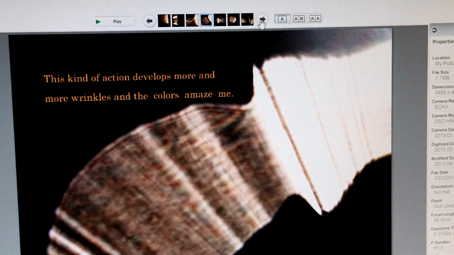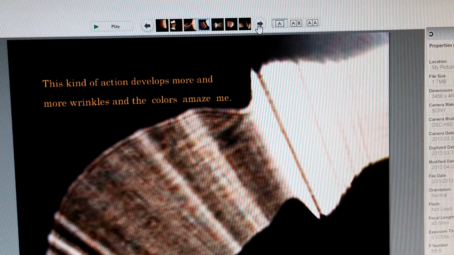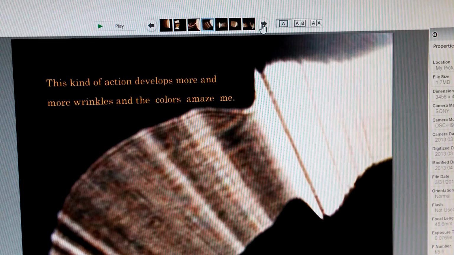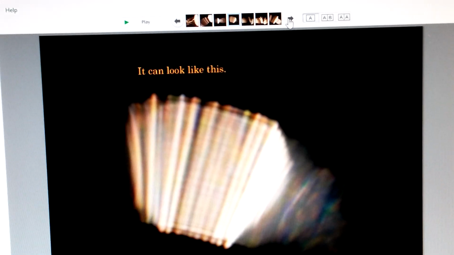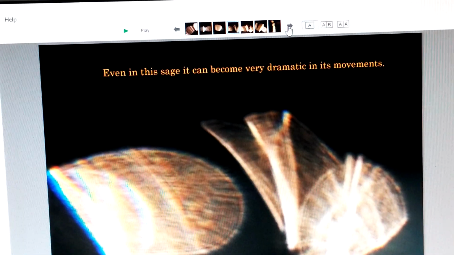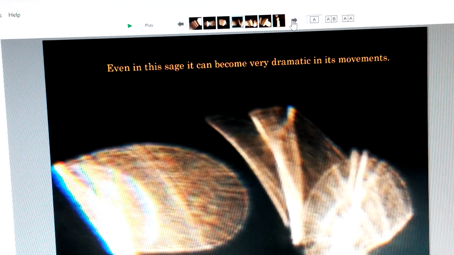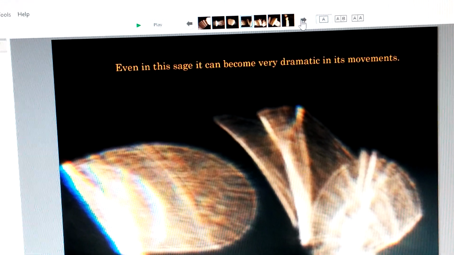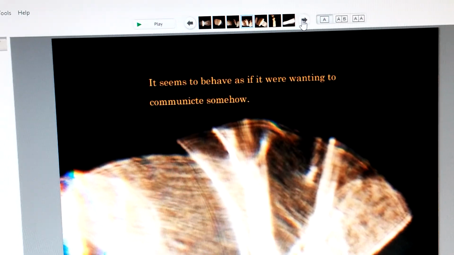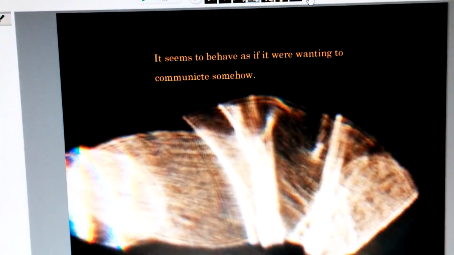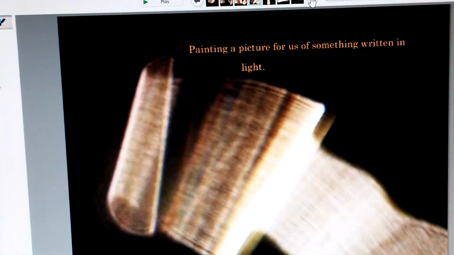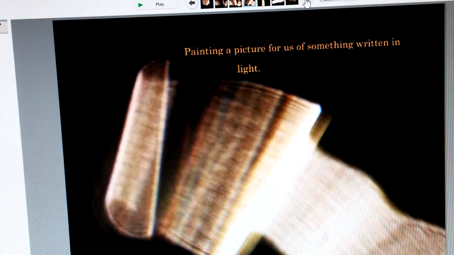This kind of action develops more and more wrinkles, and the colors begin to amaze me. This action leaves a sort of luminous trail as it moves. It can look like this. Even in this stage, it can become very dramatic in its movement. It seems to behave as if it were wanting to communicate somehow, painting a picture for us of something written in light.